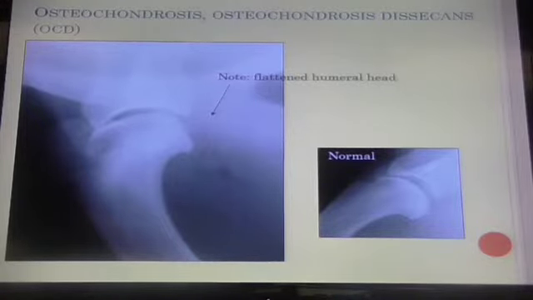Right. And so, that's okay. You can call this osteochondritis. It's okay, because it's still in the literature.